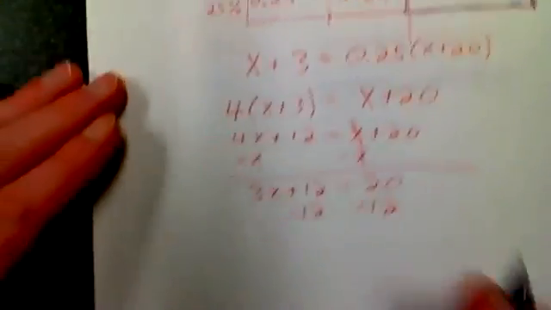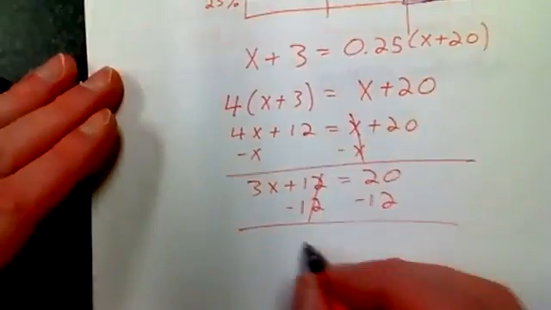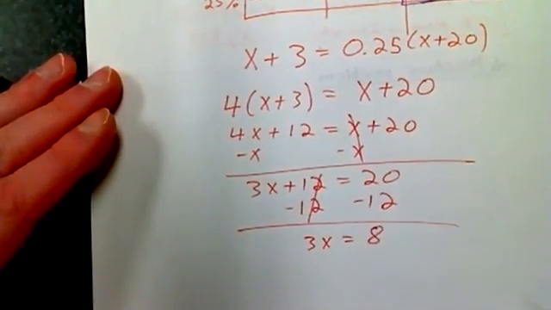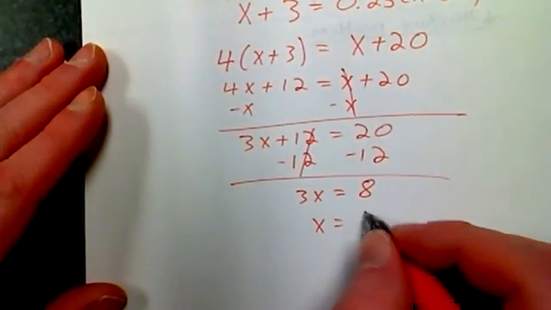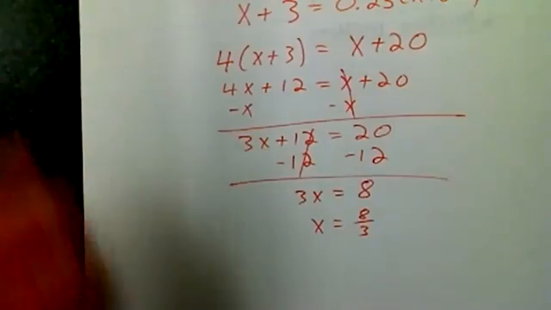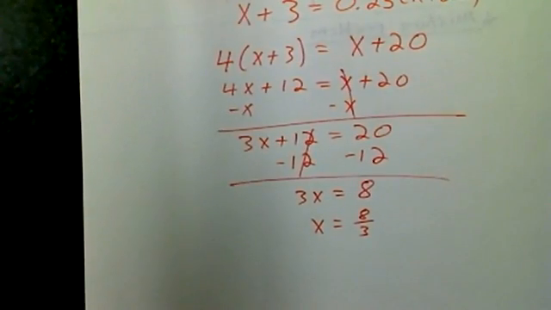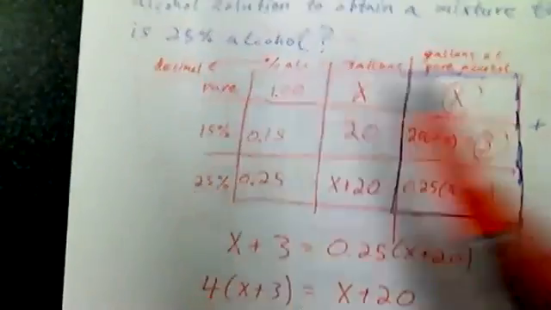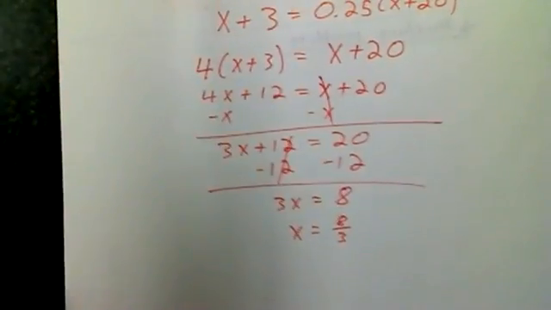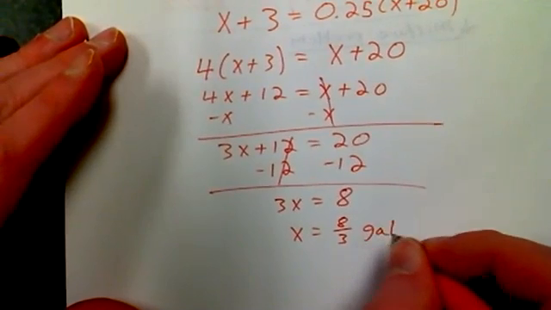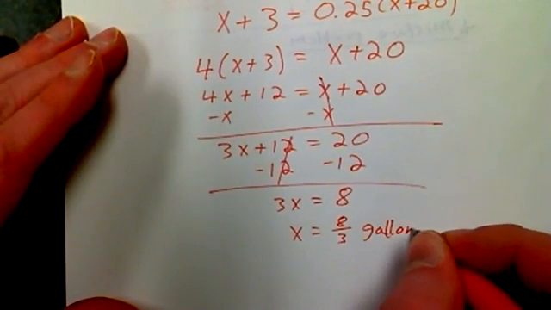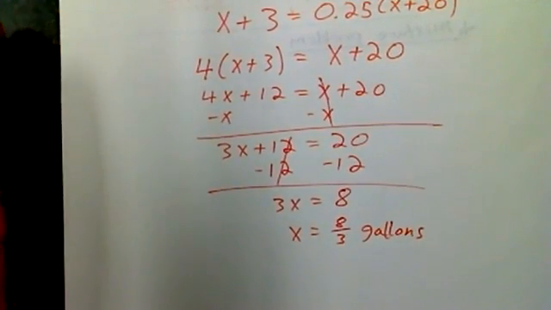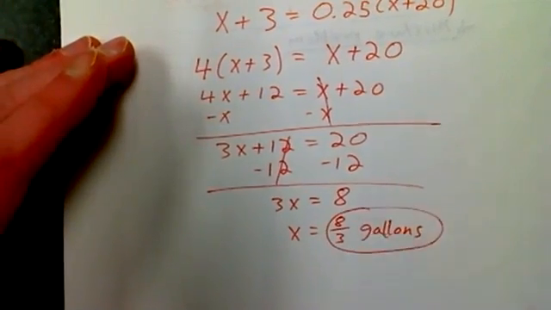Well, here's some examples. Okay, so 3X is equal to 8. X is equal to 8/3. Okay, so how many gallons do we have to add? We have to add 8/3 gallons of pure alcohol to get the correct mixture. 8/3 gallons. Okay, so there's our answer.